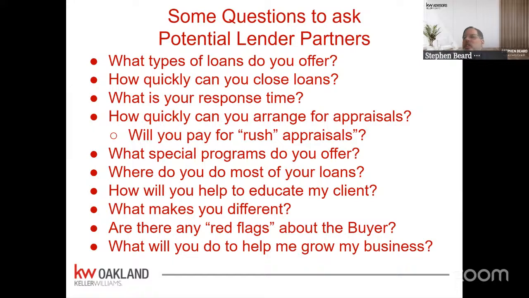Now, a lot of that depends on your borrower. But let's suppose your borrower is 20% down, and you might have one lender who says, I can do that in 14 days, no problem, every day of the week. And the other one says, we need 30. There's a lot of discrepancy. So you want to ask those questions.